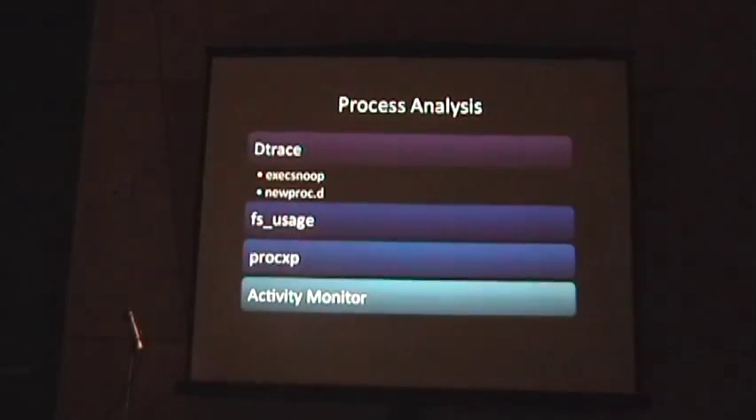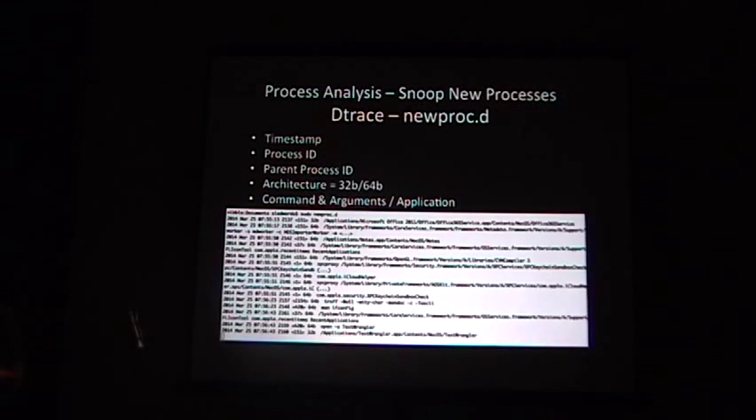So process analysis, another couple of DTrace scripts, some fs_usage again, and some more GUI applications. So we want to snoop new processes. We want to see what's being executed, what's spawning new processes. newproc.d shows us if it's a process, what the parent process is, timestamp, whether it's a 32-bit or a 64-bit executable, and command line arguments and things like that. So a couple of examples here I'll point out.